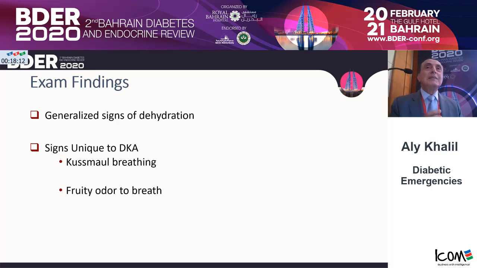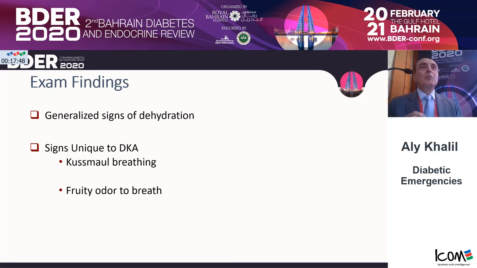On examination, do you have any signs that differentiate? Both of them will present almost the same. You have signs of dehydration: increased pulse rate, drop in blood pressure, decreased skin turgor, decreased urine output. Those are the common signs of really feeling dry. But there is a sign unique to diabetic ketoacidosis, which is Kussmaul breathing.